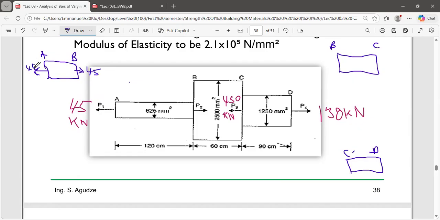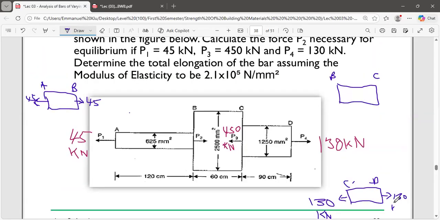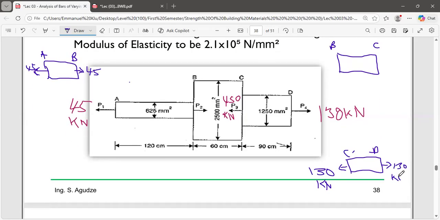The last one, let's go and analyze the last one even before we come to the middle one. Look at CD. CD is also in tension, as you can see. The arrow is moving away. So this is also 130 kilonewton. They are all in kilonewton, like that.